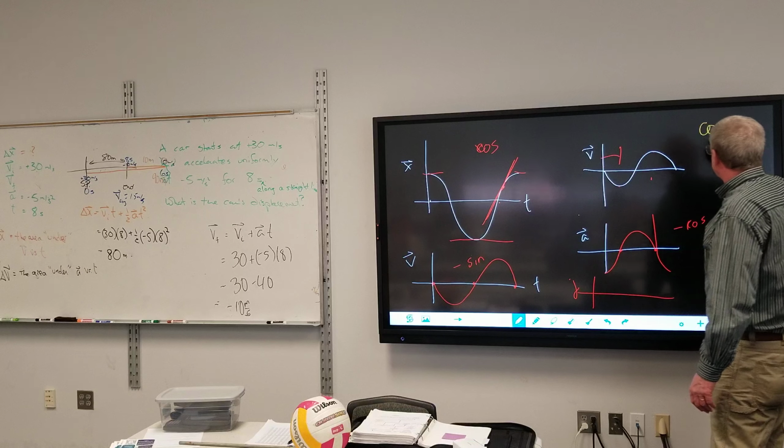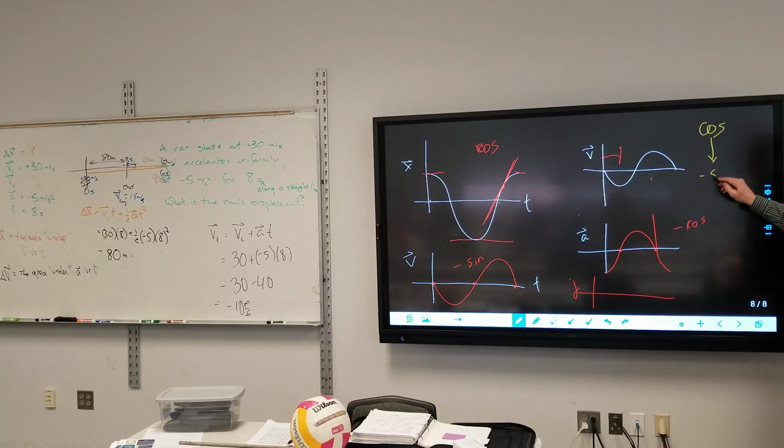So if you start with a cosine curve and do the slopes, you'll get a negative sine. If you do negative sine, slopes will do negative cosine. Negative cosine will get you sine. Sine will get you, well, cosine.